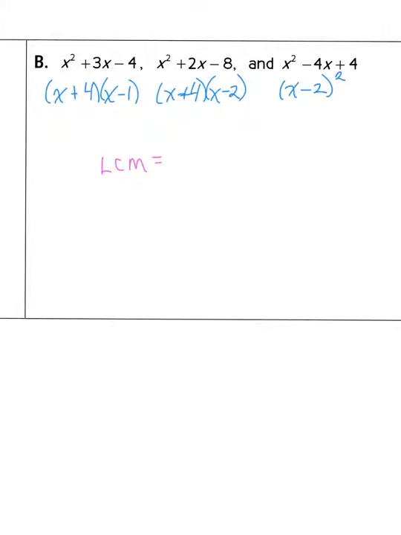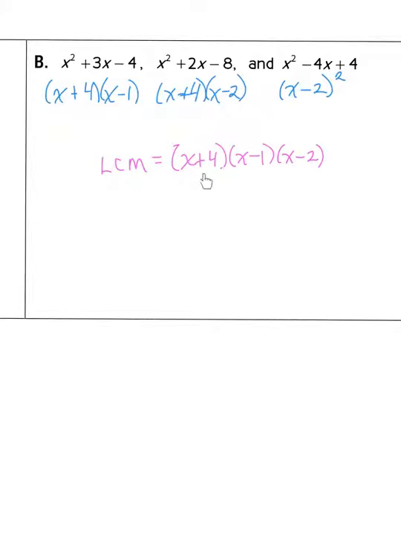So my different factors that I see, here's an x plus 4. Both of these have an x plus 4, so that's one of my different factors. And then x minus 1 is different than the x plus 4, and that's the only one that has an x minus 1. And then we already talked about this one, x minus 2, that's different, so I'm going to write that down. And then this is the same as this one.